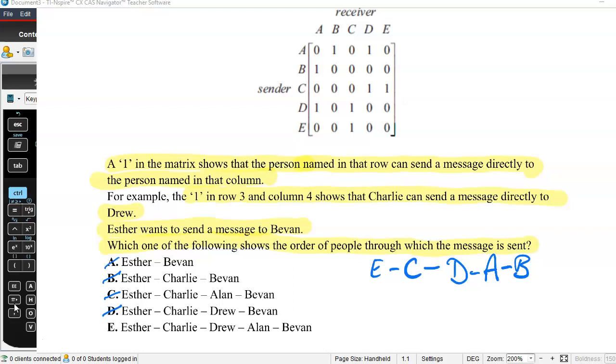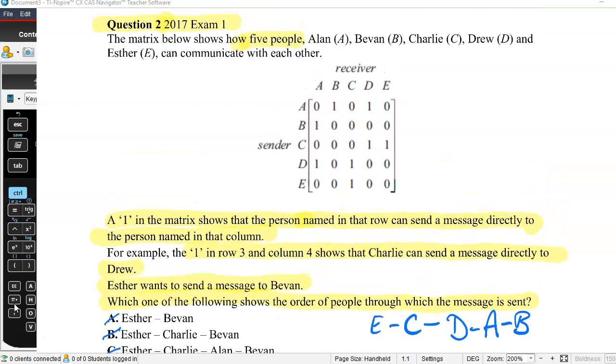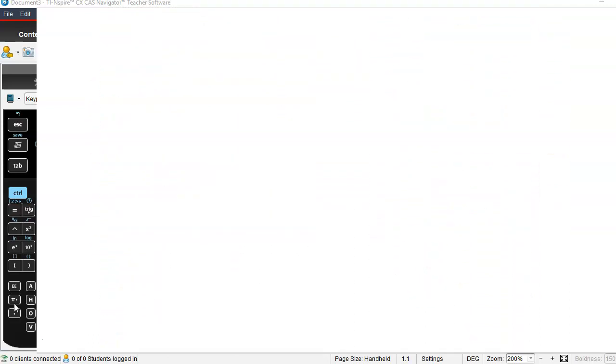Now that message had to get to Alan somehow because he's the only one who can talk to Bevan there. So that was E. 90% of the state got that one correct.